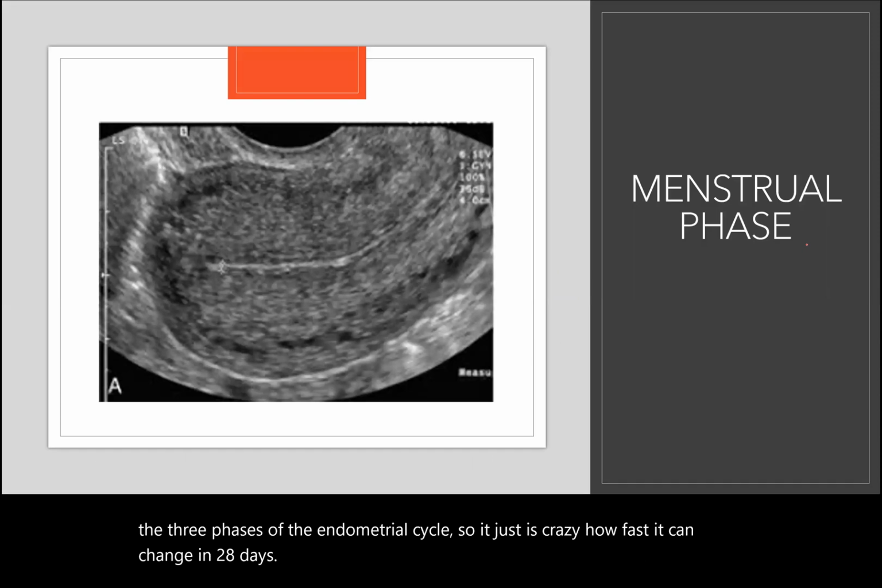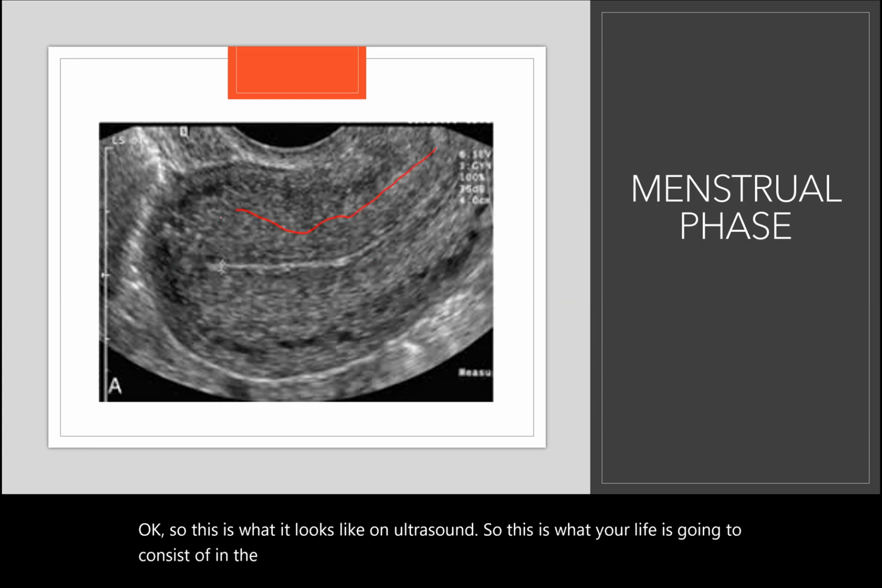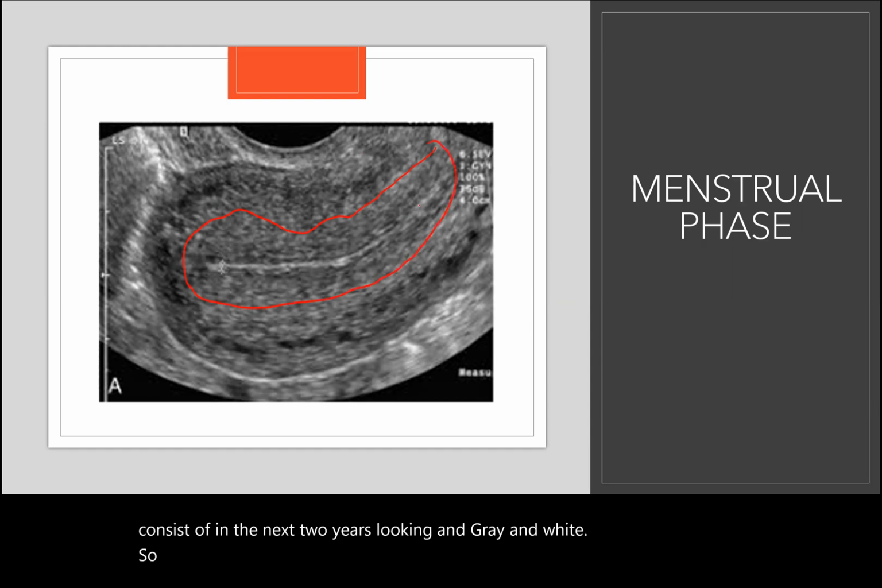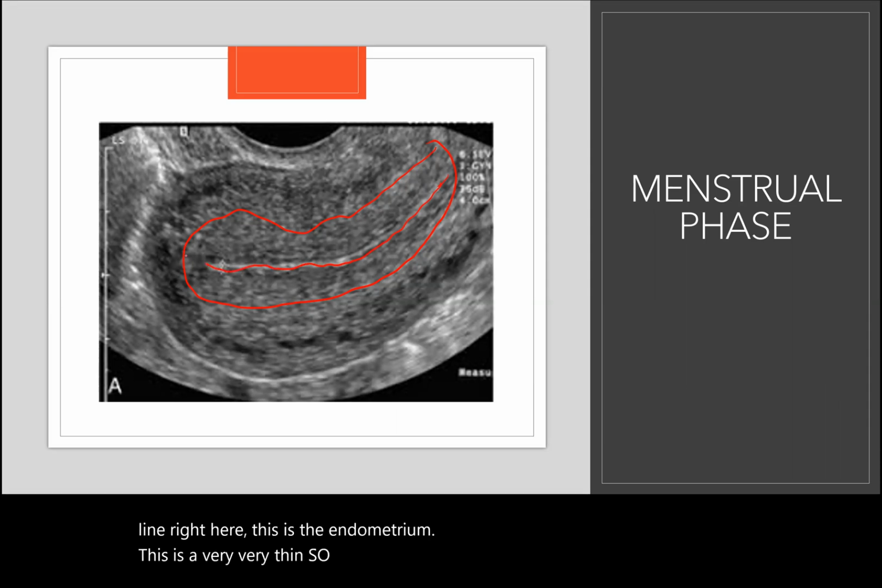Okay, so this is what it looks like on ultrasound. So this is what your life is going to consist of in the next 2 years, looking in gray and white. So this little line right here, this is a transvaginal ultrasound of the uterus. This line right here, this is the endometrium. This is a very, very thin endometrium. So this is probably after a patient has menstruated around day 4 or 5.